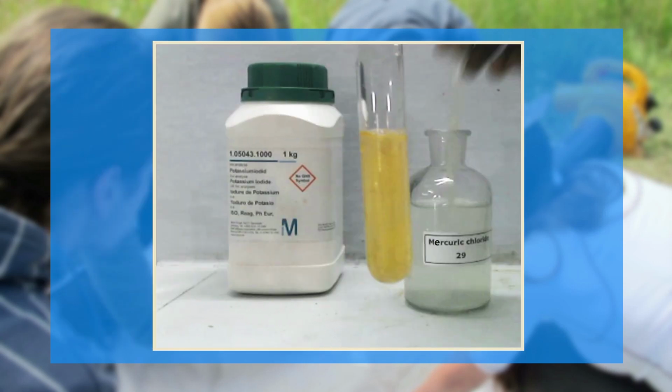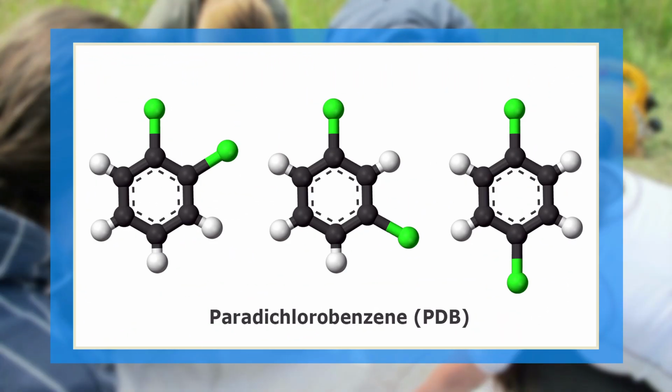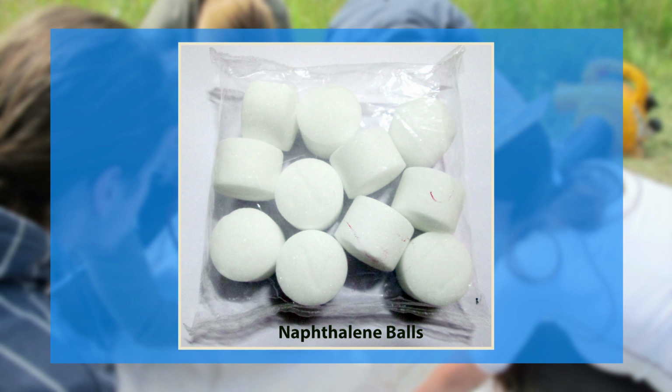Specimens are sprayed with fungicide like cresol and 0.1% solution of mercuric chloride. Besides these, other herbarium chemicals are also used such as paradichlorobenzene and naphthalene balls.